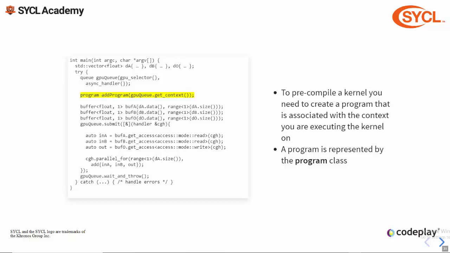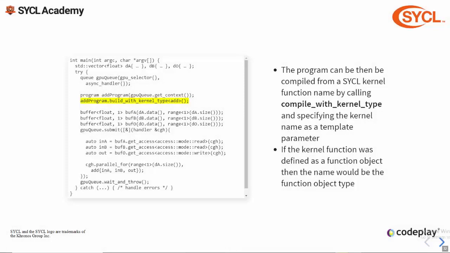Here we have a simple application that we've seen before, and we're going to modify it to precompile the kernel in it. To do this, the first thing we have to do is to create a program object. Constructing a program object requires you to specify the context which you're compiling for. In this case, we're going to take the context from the queue that we enqueue the kernel to.